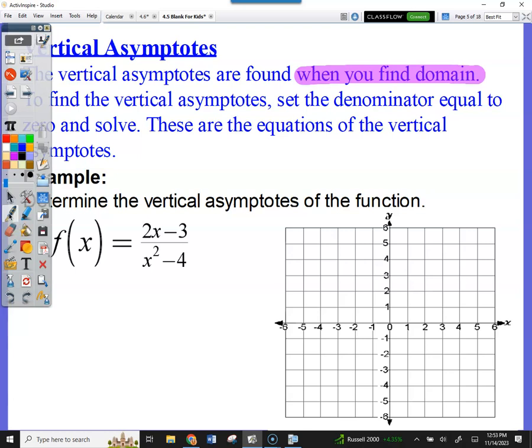So here's our example. We are just finding the vertical asymptote. I'm going to start calling it VA, by the way. VA. So set the denominator equal to 0 and solve. So we have x squared minus 4 equals 0.